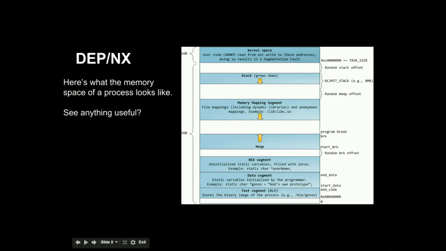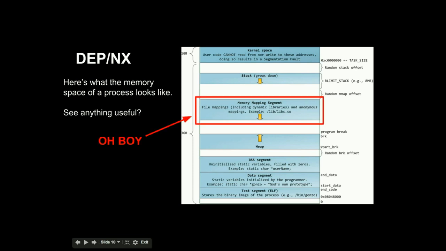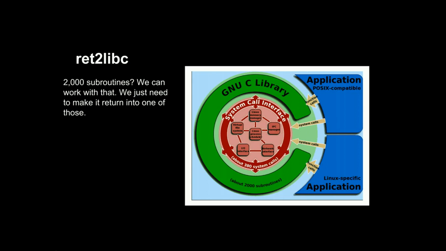Then there are various sections from your binary that get loaded into memory. You've got the text segment, which is your actual code, and then the data segment that has static variables, global variables, all of that. Then there's a lot of unallocated space, and then the memory mapping segment. This is one of the things we're interested in. What might you map into memory, for example? Libraries, right, good. Libraries, including libc, the big one. libc is great. It's about 2,000 subroutines, so that's plenty of executable code for us to work with.